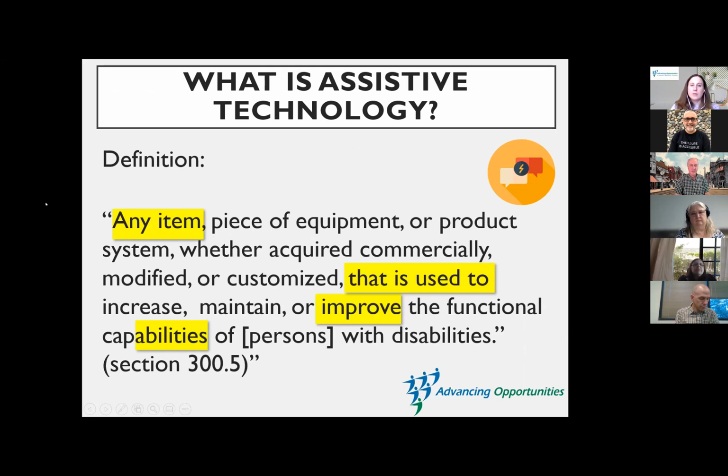Here is a little definition of assistive technology to kick off our overview. It is any piece of equipment or product system, whether acquired commercially, modified, or customized, that is used to increase, maintain, or improve the functional capabilities of persons with disabilities. The real thing we want to drive home is that it can be anything, including low, middle, and high tech. We'll talk about that a little more in another slide.